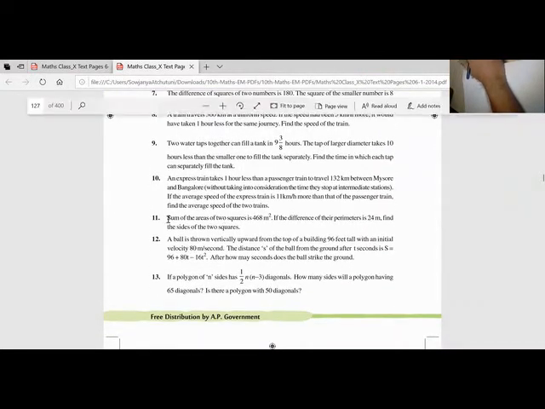Let us say the problem. Sum of areas of two squares is this, and the difference of their perimeters is this, find the sides of the two squares. What is given? Sum of areas is equal to 468, and difference of perimeter is 24. We're talking of squares.